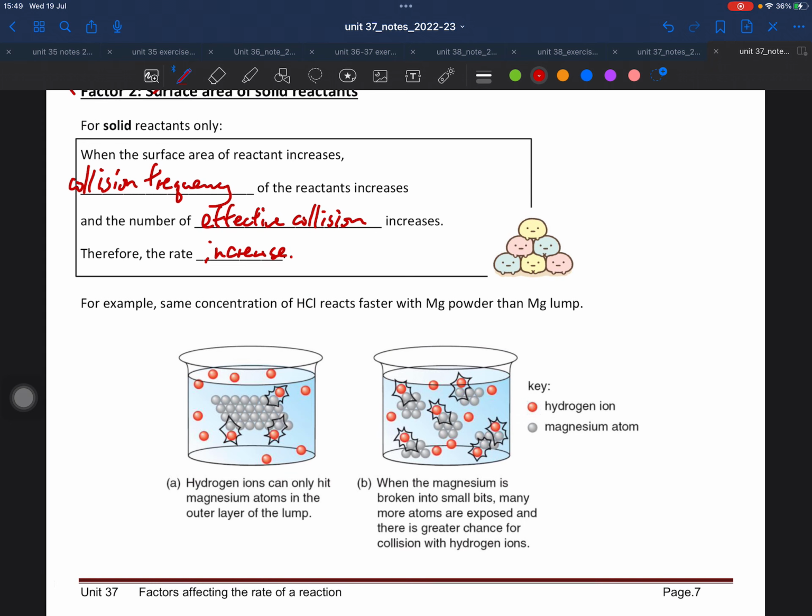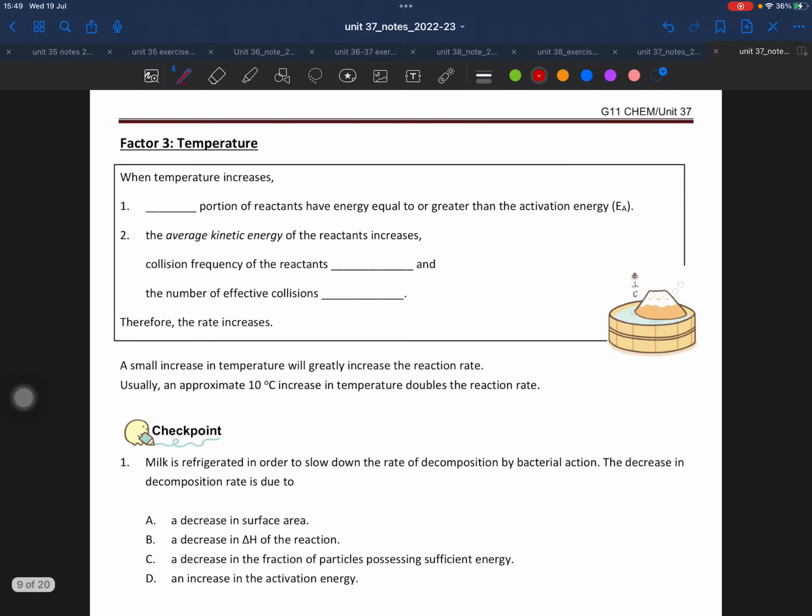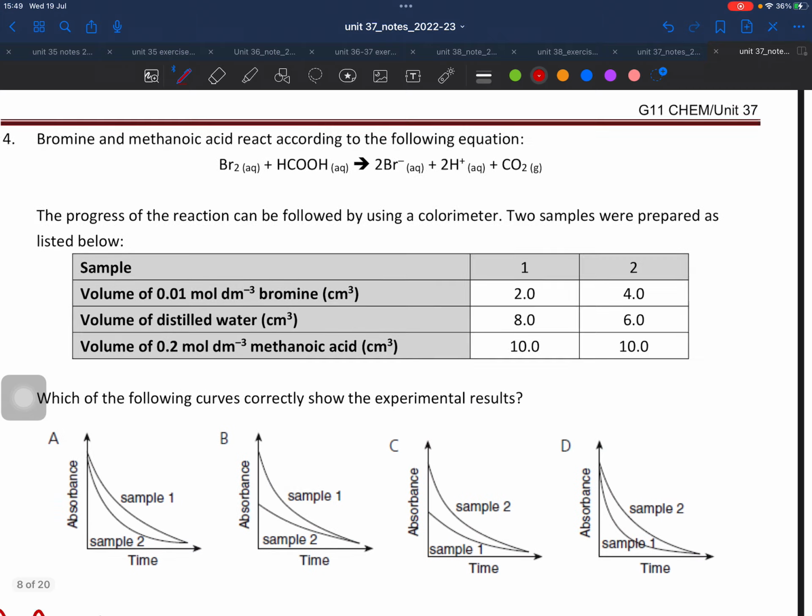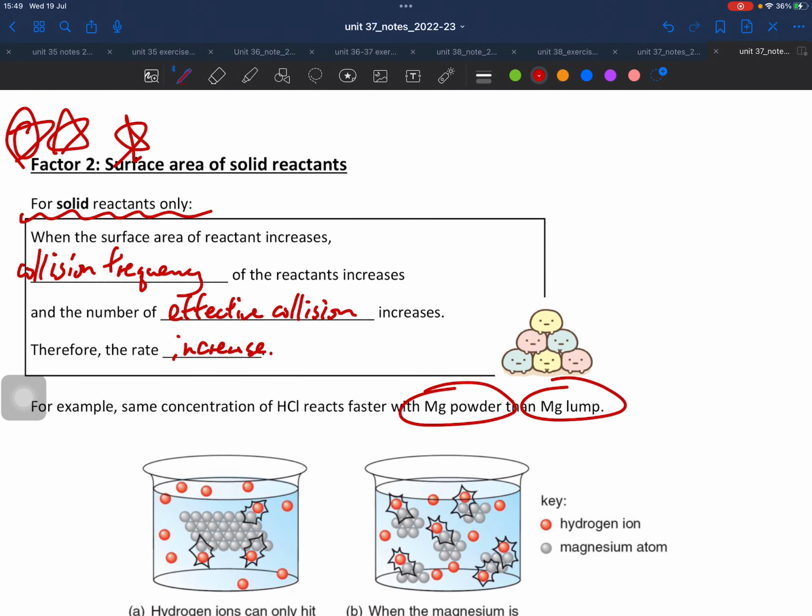So usually we compare solids. Yes, this is for solids only, right? For liquid and gas, it is meaningless to discuss the surface area. So powder versus lump. Lump means a large solid, okay? Okay, skip factor 3 first. Again, in surface area, please write down: it does not mean you move faster. Larger surface area does not mean you move faster, right? You just try more.